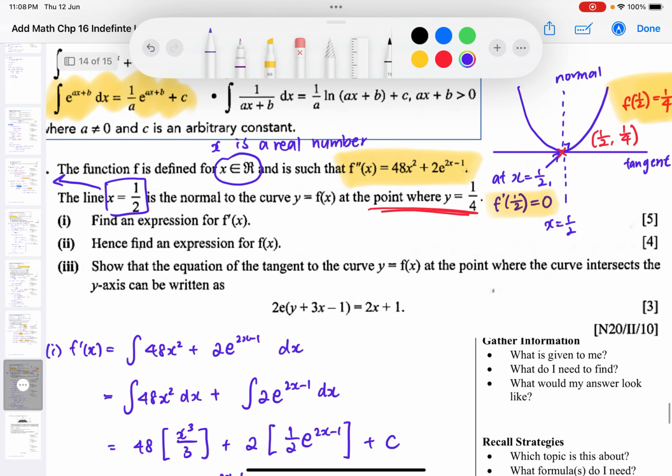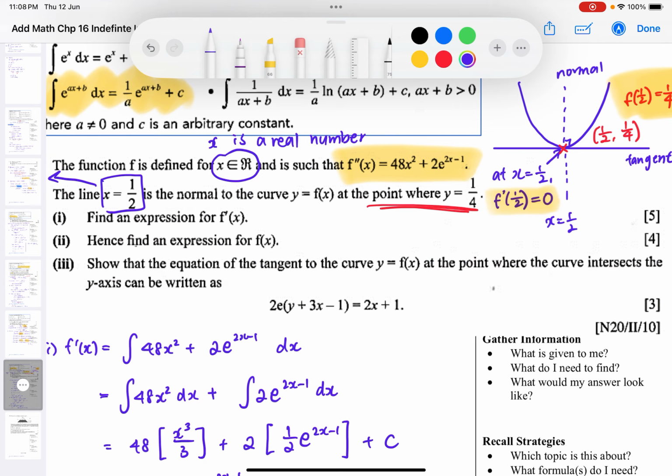Show that the equation of the tangent to the curve at the point where the curve intersects the y-axis can be written as this expression over here. So what do they want in this question? They are asking for the equation of the tangent where the curve intersects the y-axis.